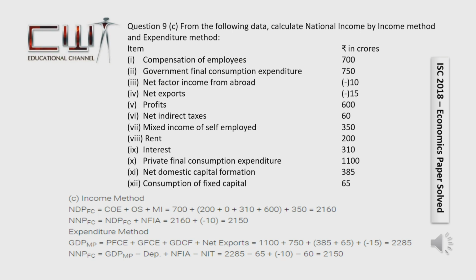Now to calculate the NNP at factor cost, from the GDP at market price, we subtract the depreciation or the consumption of fixed capital, which is 65. We add the NFIA, which is minus 10, and we subtract the net indirect taxes, which is given to us at 60. So the total comes to 2150, which is the NNP at factor cost or the national income.